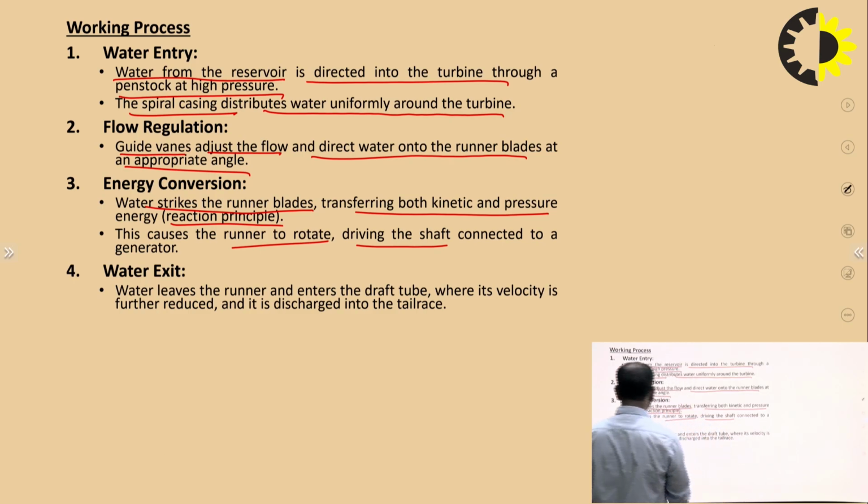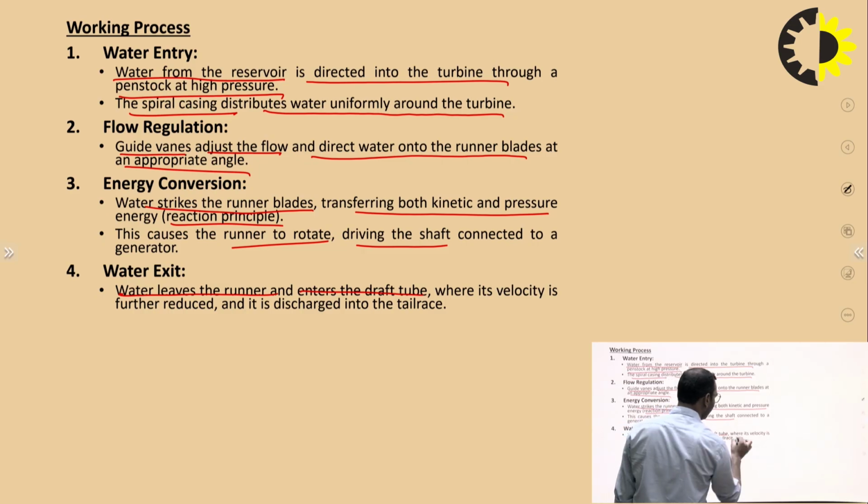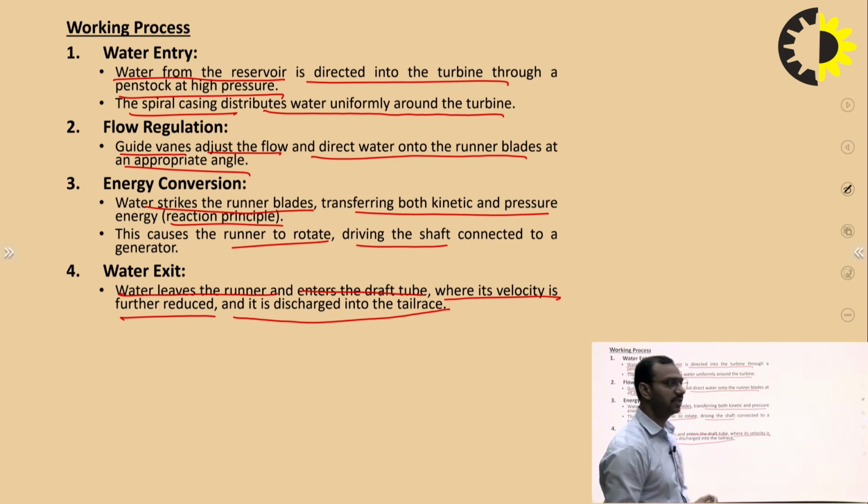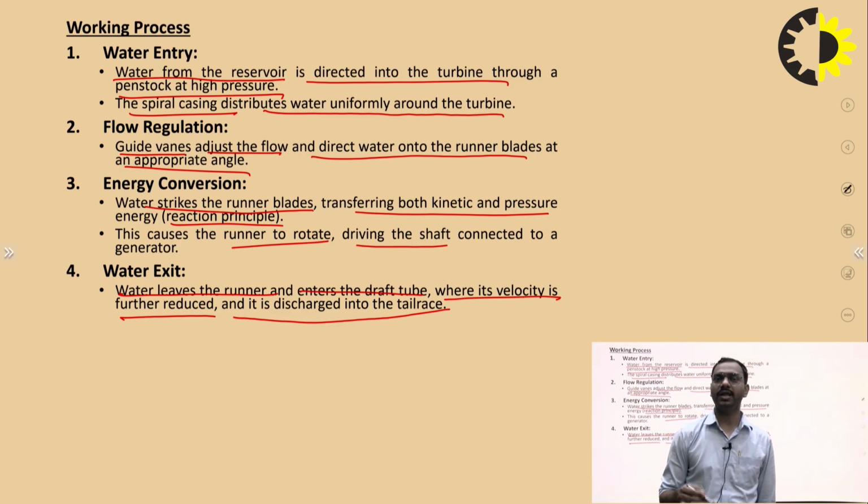And finally, water leaves the runner and enters the draft tube, where its velocity is further reduced and it is discharged into the tail race. So this is the working principle behind the Francis turbine.